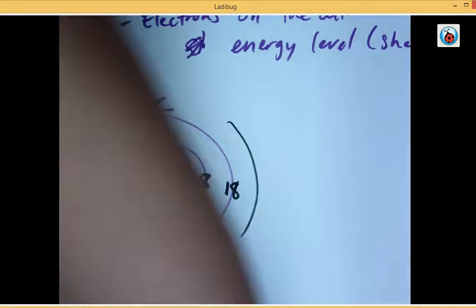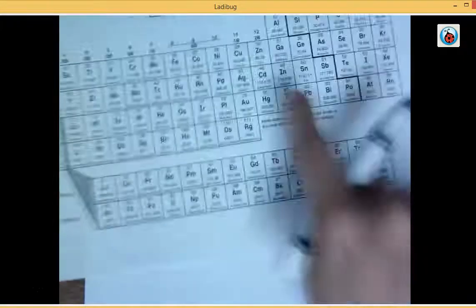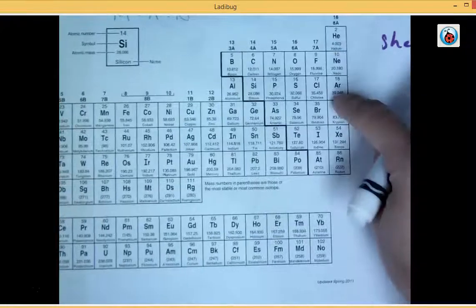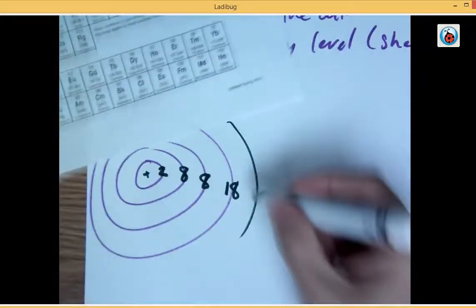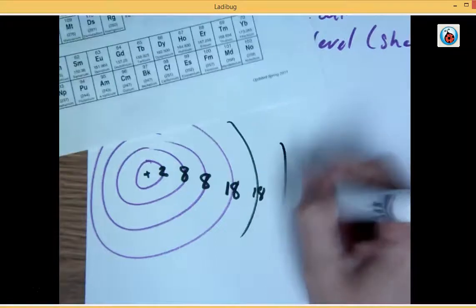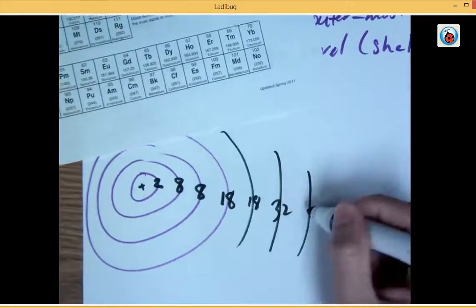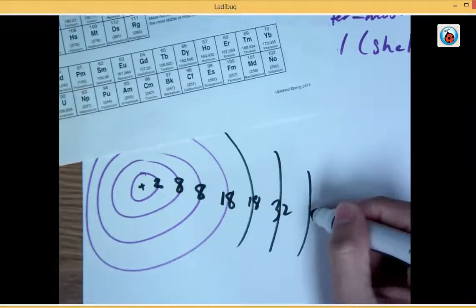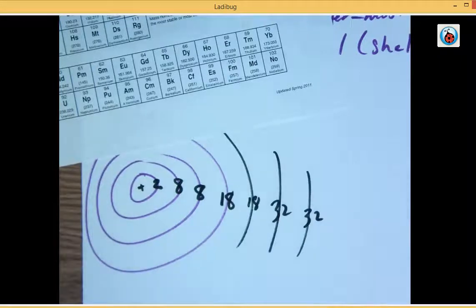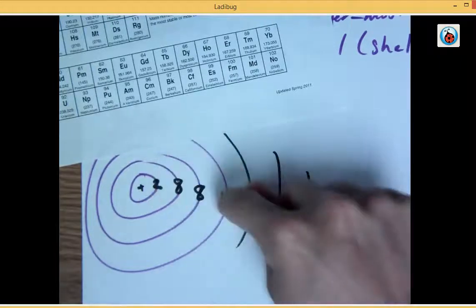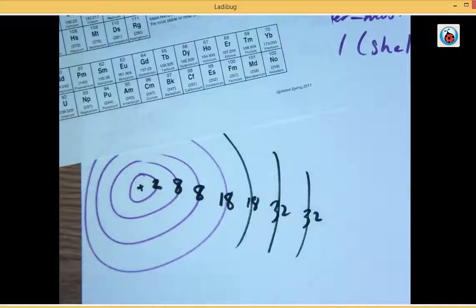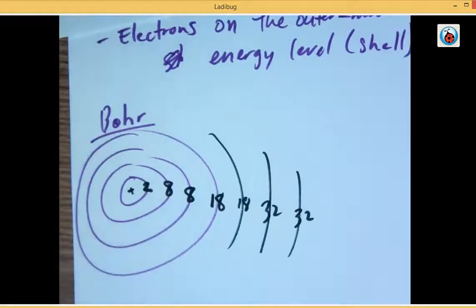And the next one can hold, I don't remember. Let me look at the periodic table. Okay: 2, 8, 8, 18, 18 again. And the next one we add 32, and then 32 and 32. So 1, 2, 3, 4, 5, 6, 7. Yeah, that's about right. So that's how many electrons each ring can hold.